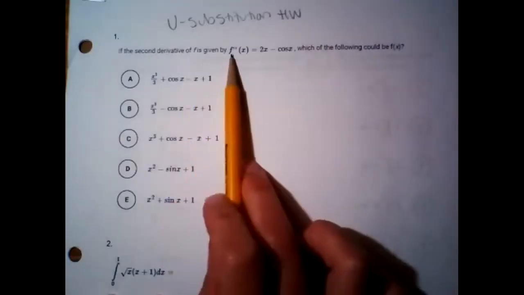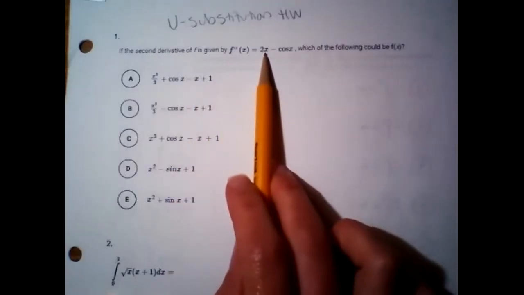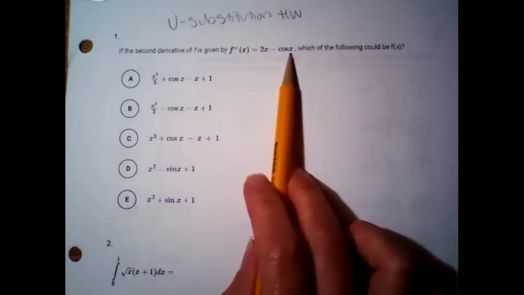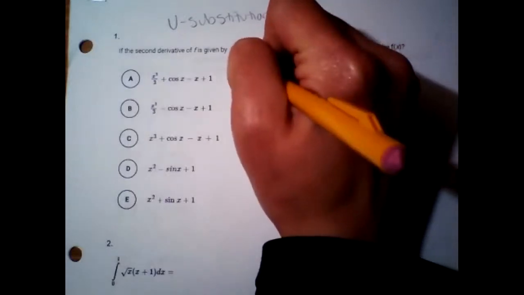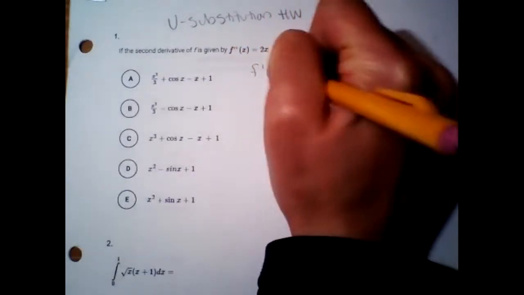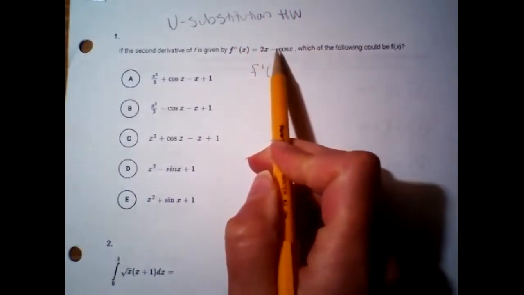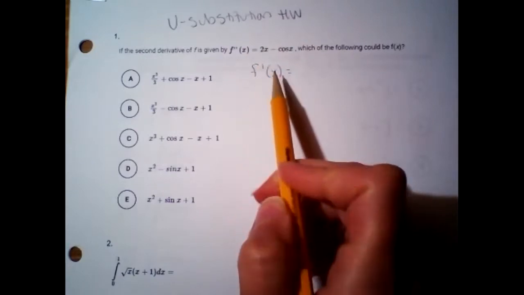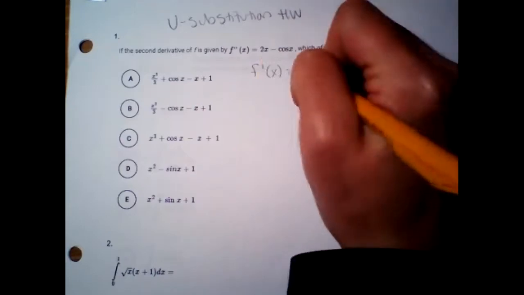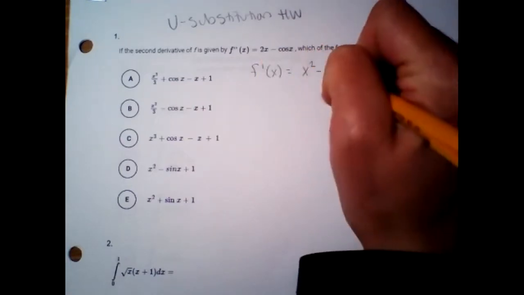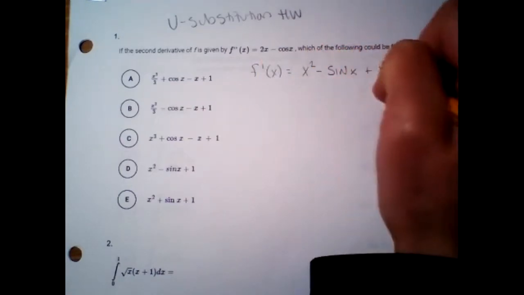So we are given the second derivative of a function is 2x minus cosine, and we want f of x. So we're going to have to work backwards. I'm going to do the antiderivative of the second derivative. That'll take me back to the first derivative. So this would be x squared minus sine of x plus a constant.